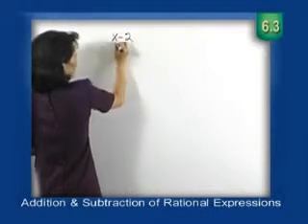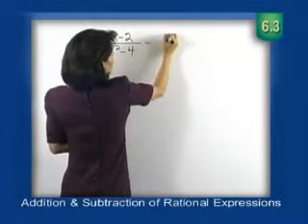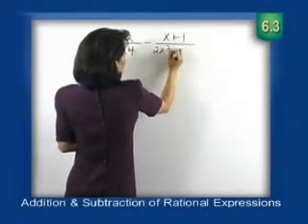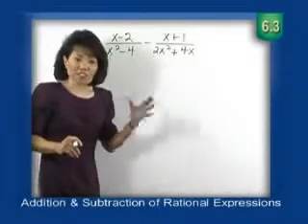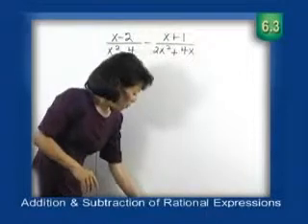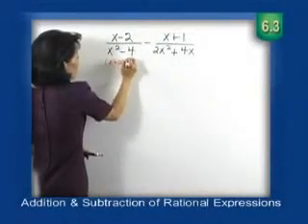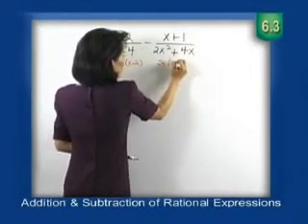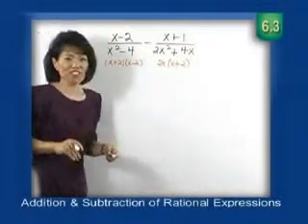We have x minus 2 over x squared minus 4, and we're going to subtract x plus 1 over 2x squared plus 4x. Again, the procedure is the same. We need to factor each denominator. We need to rewrite this as x plus 2, x minus 2, and 2x times x plus 2. Just doing the factorization there, hopefully you can follow.